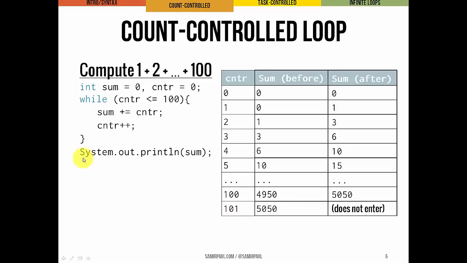And that makes sense because we added 1 to counter, and when we got back to the top, we didn't enter the loop, but counter still holds its value. So that's a count-controlled loop. We're saying do this thing 100 times, a certain number of times.